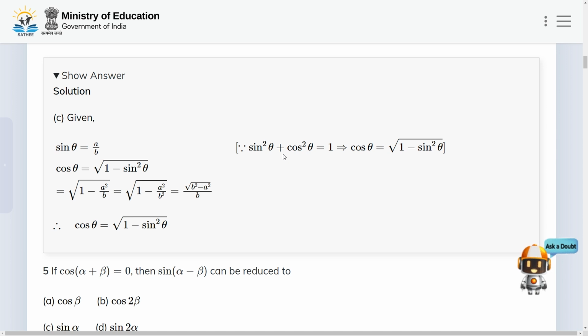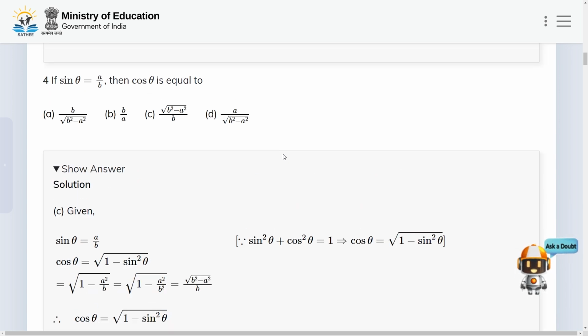Here we are given sin θ = a/b. If we substitute this into the formula cos θ = √(1 - sin²θ), we get cos θ = √(1 - a²/b²), and this is equal to √(b² - a²)/b. Therefore cos θ is equal to √(b² - a²)/b. Now check the options. In option C we have √(b² - a²)/b, so the correct answer is option C.